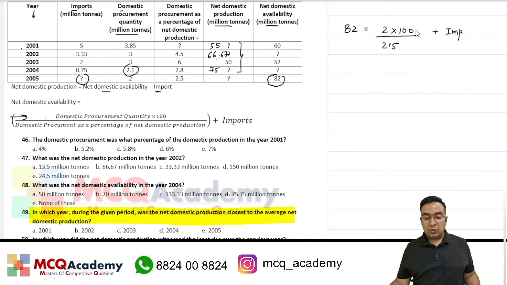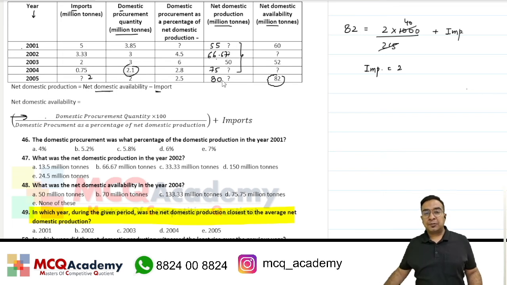सॉल्व करने के ऊपर ये वैल्यू हमारे पास में आया, डेसिमल ऊपर गया 25 40s, तो दिस इज इक्वल टू 80. तो इंपोर्ट्स की वैल्यू फॉर द ईयर 2005 हमारे पास में आ गई कितनी? दिस इज इक्वल टू 2. तो ये वैल्यू हो गई है 2 कैलकुलेट यहाँ पे, विच मीन्स यहाँ पे द वैल्यू ऑफ नेट डोमेस्टिक प्रोडक्शन कितनी बन के आ जाएगी? 82 माइनस 2. कैसे कैलकुलेट करना था नेट डोमेस्टिक प्रोडक्शन? नेट डोमेस्टिक अवेलेबिलिटी माइनस द वैल्यू ऑफ इंपोर्ट्स. सो दिस इज इक्वल टू 80. तो ये आपके पास में वैल्यू आ गई 80.